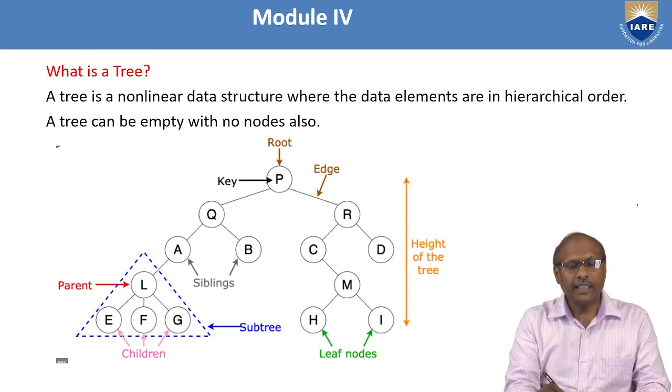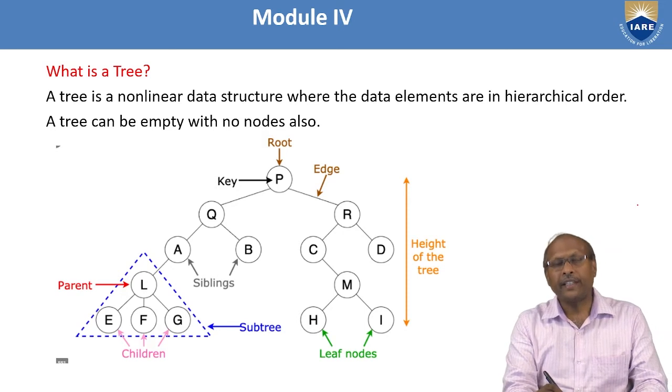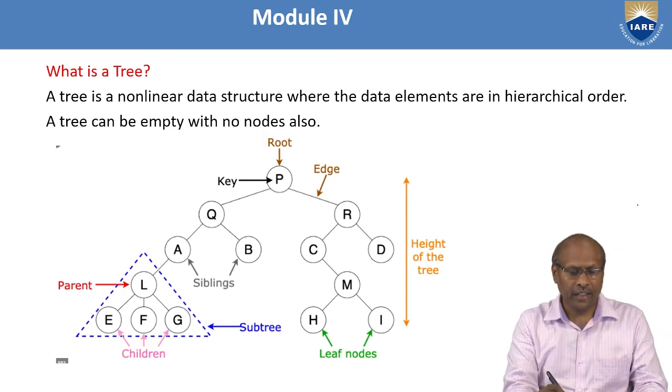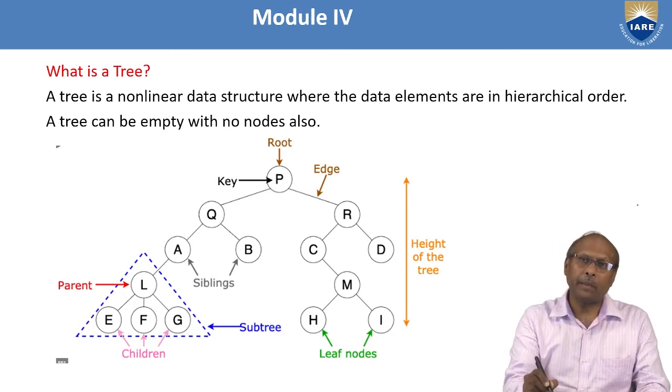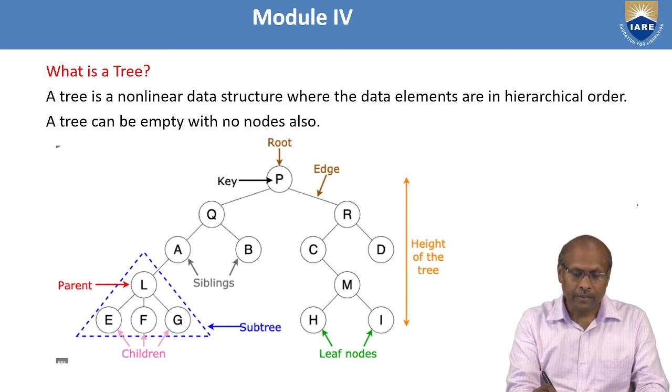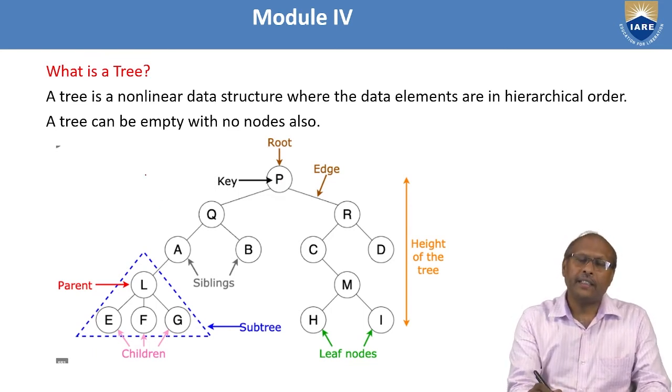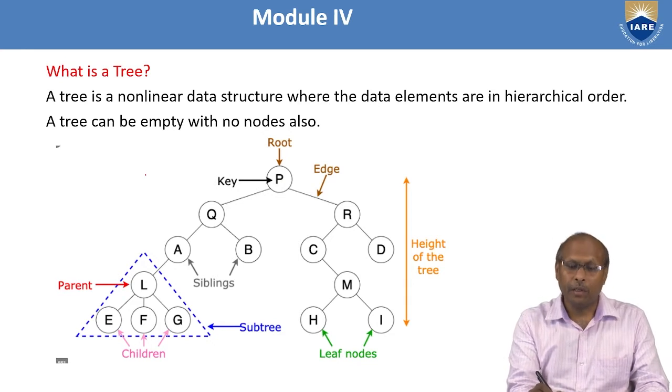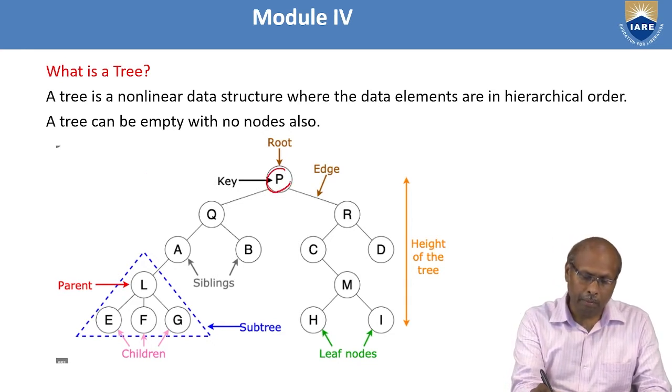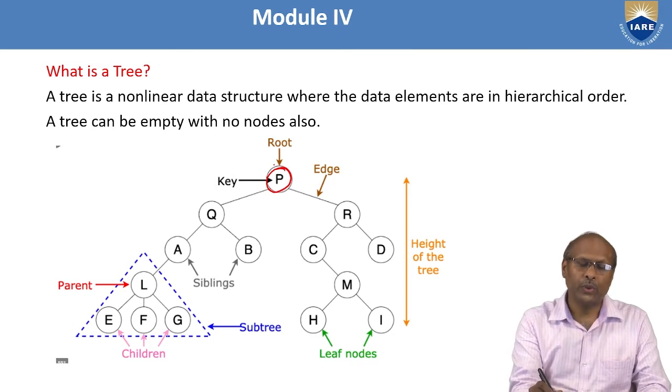A tree is a non-linear data structure where data elements are in a hierarchical order. A tree can be empty with no child also. Remember, a tree can be represented in a non-linear pattern where it can have a set of nodes with parent-child relationship. And you observe this tree here. For every tree, there is a starting point. That starting point is called parent. So here P is my parent or root. This is the starting point, that is called the root node.